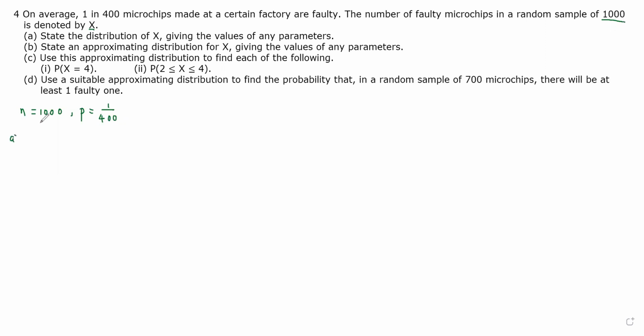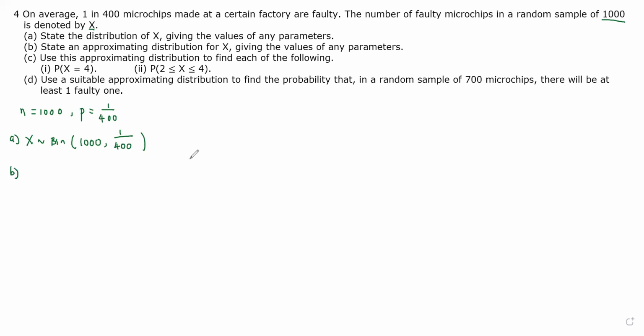Part A states the distribution of X, giving the values of any parameter. We have n, which is the total number of trials, probability of success, and then there are only two outcomes, whether the microchips are faulty or not. And these trials are independent from each other. X here follows a binomial distribution. It satisfies the condition for the binomial distribution with parameter n 1000 and p 1 over 400.